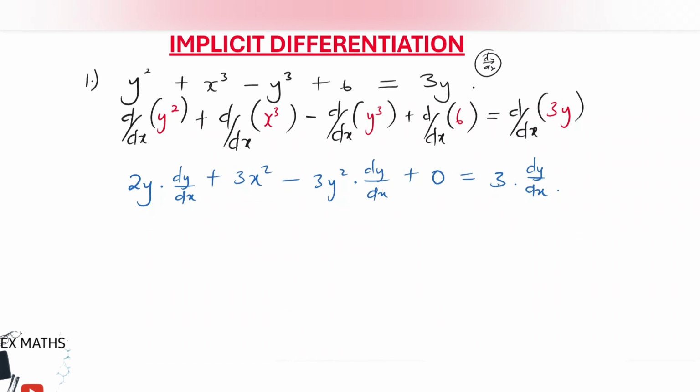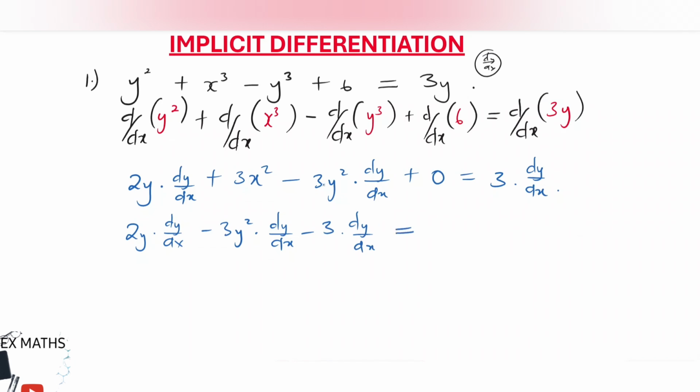Then we are going to collect all terms that have dy dx to the left hand side. So that is going to be 2y dy dx, then minus 3y squared multiplied by dy dx, then minus 3 multiplied by dy dx.